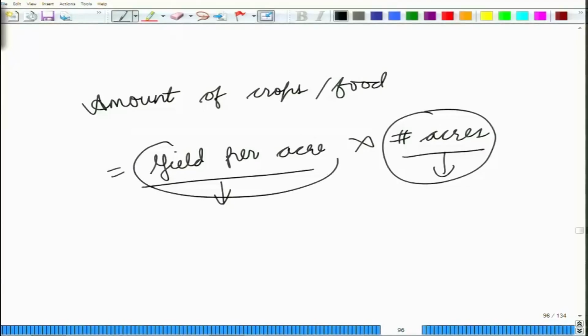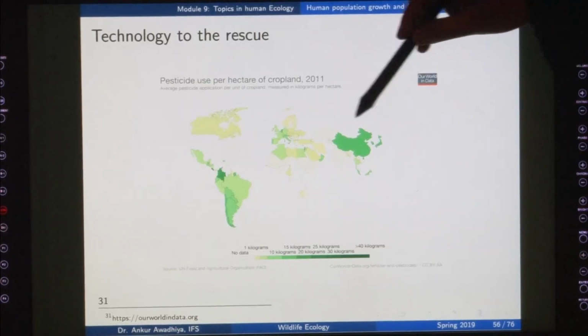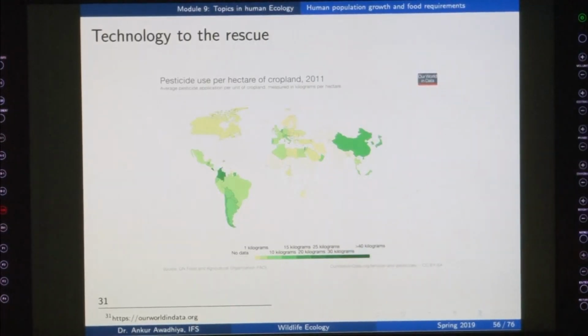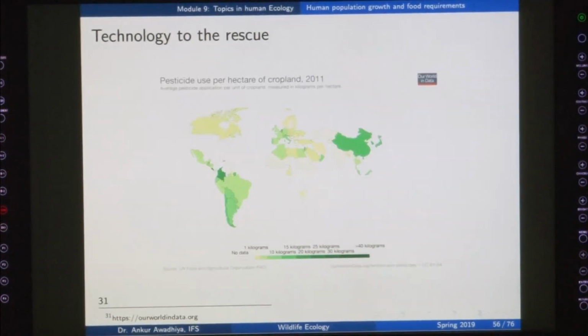But then what about the yield per acre? Why is that increasing? Now in this chart we can see the pesticide use per hectare in the year 2011. Now, remember that in the days of Malthus we did not have any chemical pesticides that were available, but now if we look in the case of say countries like China, we have as high as say 20 kilograms of pesticides that are being put per hectare of cropland.